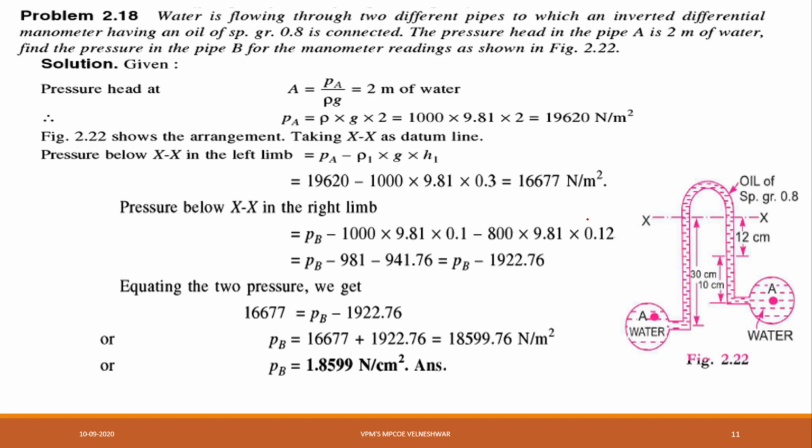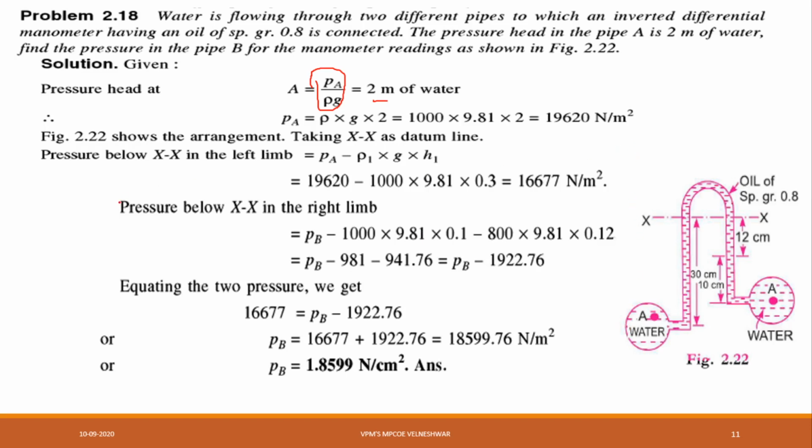The pressure head at A he has given as 2 meter of water. And we have to find the pressure at B for the manometer readings as shown in the figure. Now the pressure head at A, that is PA divided by rho g, is equal to 2 meter. Here the pressure head is given as 2 meter, but we have to find out the value of PA.